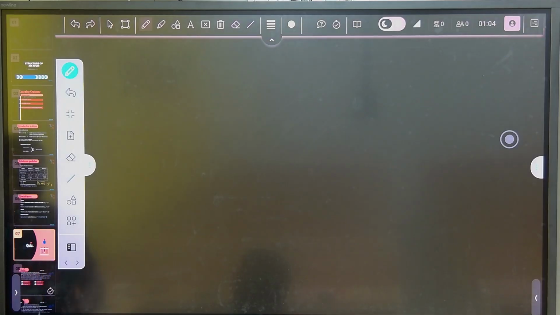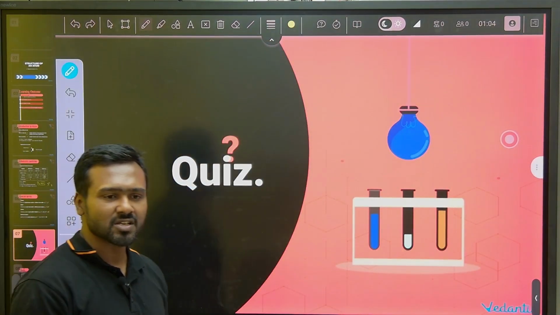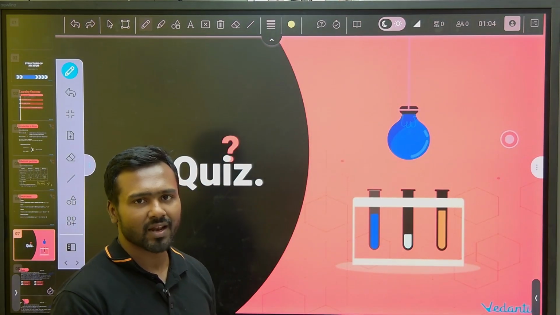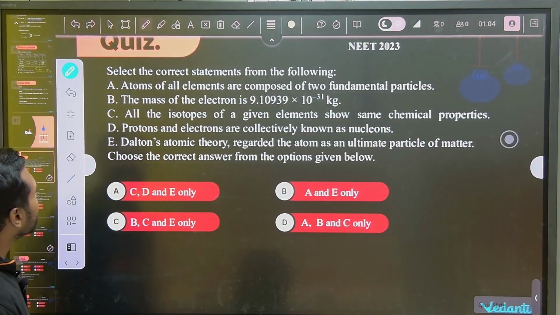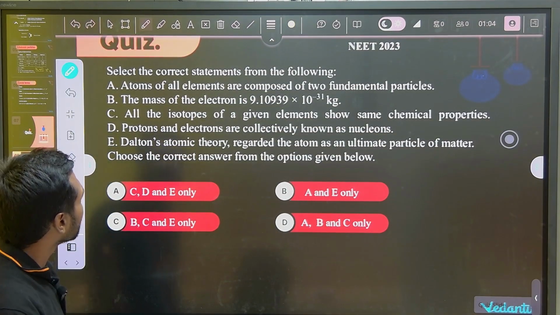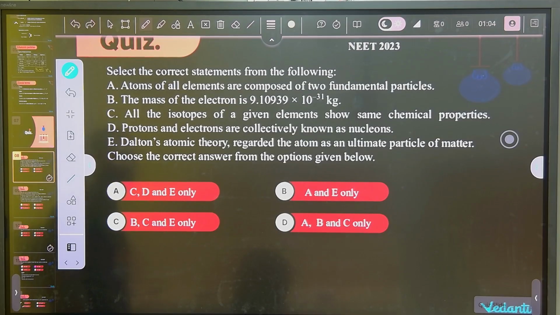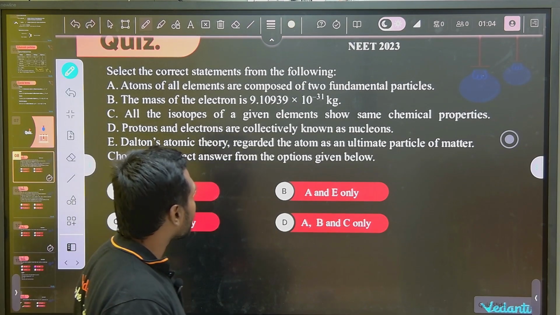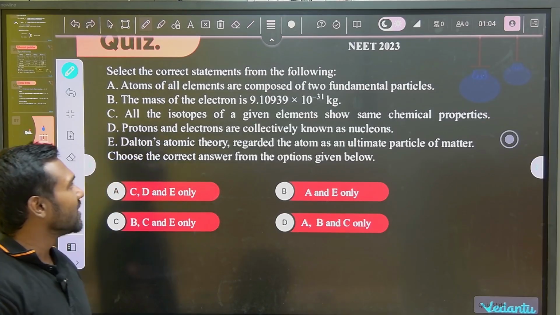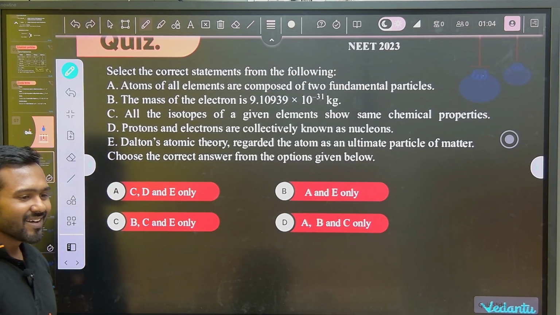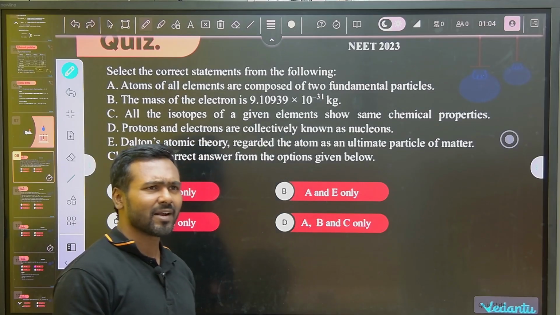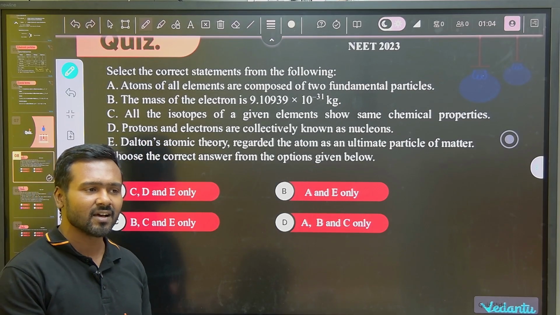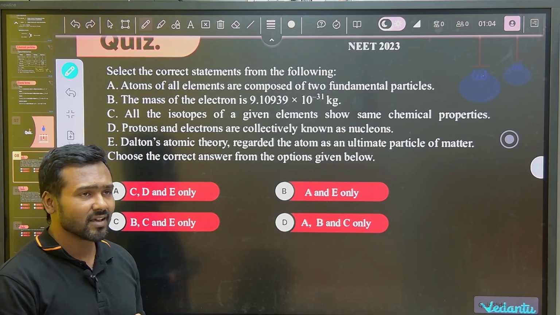Next. So simultaneously we will solve a few questions also here, to get more clarity. Select the correct statement from the following. Atoms of all the elements are composed of two fundamental particles. Okay, two fundamental particles. Here you may get confused. Three particles are there, right? Electrons, protons, neutrons. Then we will see.